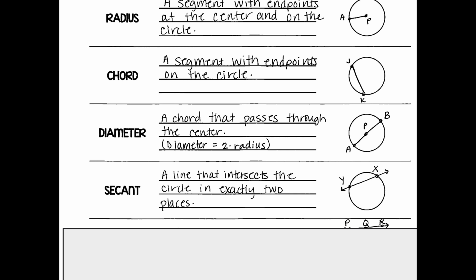A secant refers to a line that intersects the circle in exactly two places. So think of a chord because it is touching the circle in two places that is not going through the center. However, this is a line that is continuing through the circle.